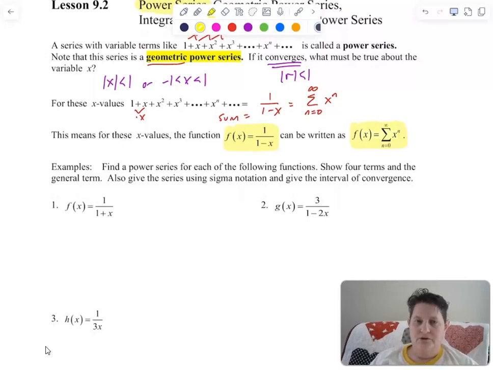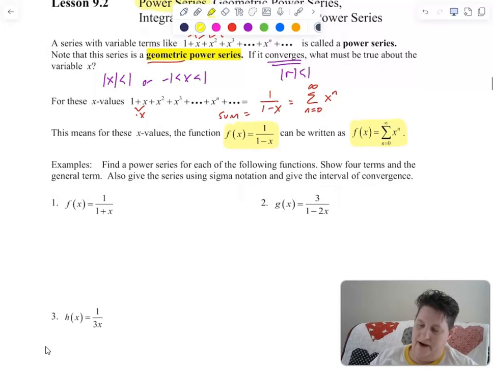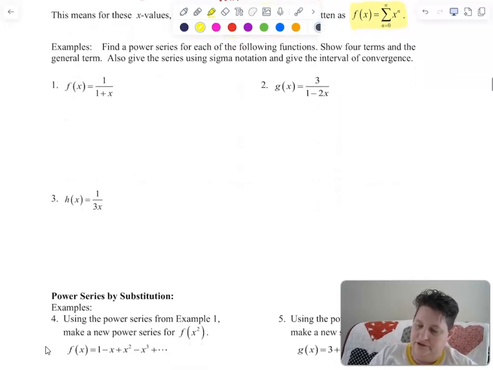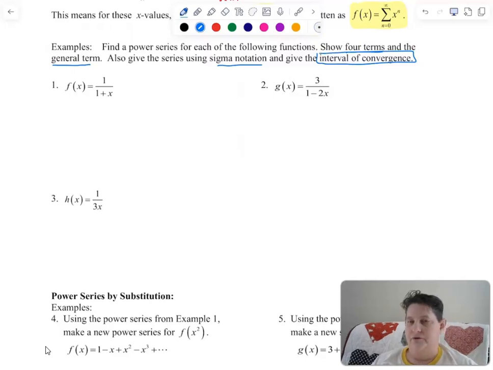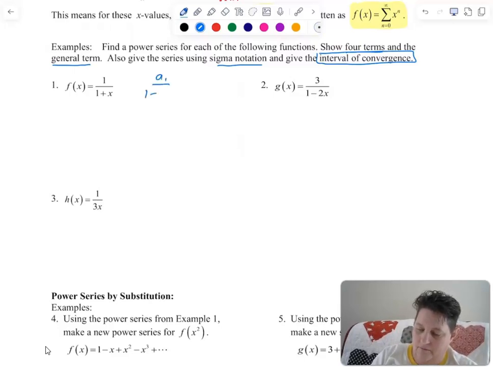Okay, so now we're going to find a power series for each of the following functions. We're going to show the first 4 terms and the general term. We're going to write it in sigma notation, and we're going to give something called the interval of convergence, which I haven't shown you yet, but I'll show you in a minute and it'll make sense, okay? Now, what you have to do is make it match the pattern. Remember, the pattern is a1 over 1 minus r. This is important, the fact that that's minus.